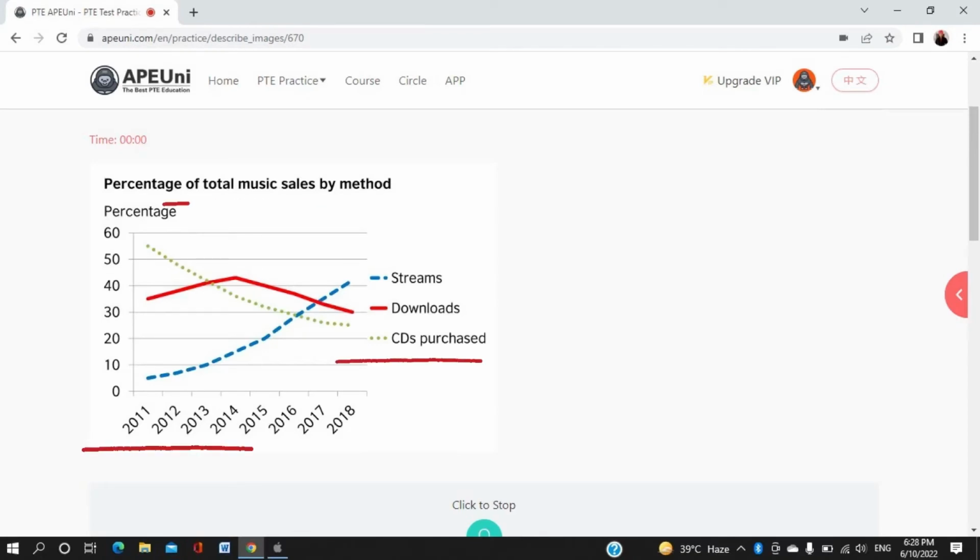Next one is the line chart. Take a look at the topic and all of the elements in the image. Let's start. The given line chart gives us information about the percentage of total music sales by method.